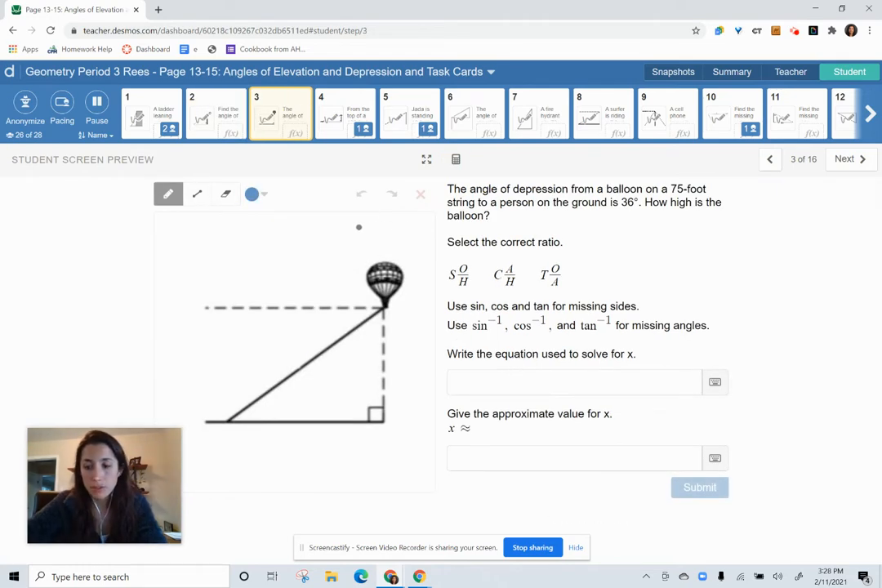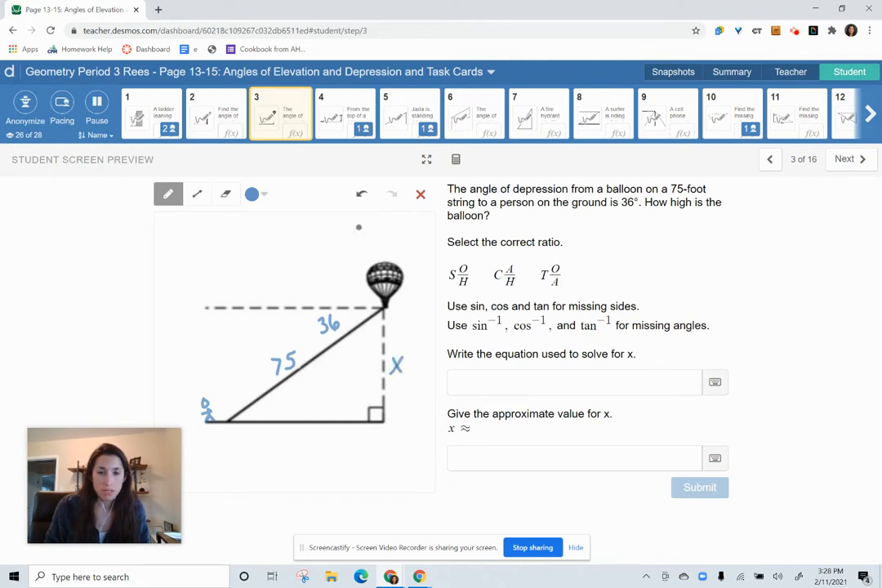Here we have an angle of depression question. So we've got a 36-degree angle. So I'm going to put 36 here for the angle of depression. And we've got from the balloon to this person here, pretend there's a person here, we've got a 75-foot string. So I'm going to put 75 there for the hypotenuse. And we are looking for how high the balloon is. So I'm going to put from the ground, okay, that would be this length here, x.